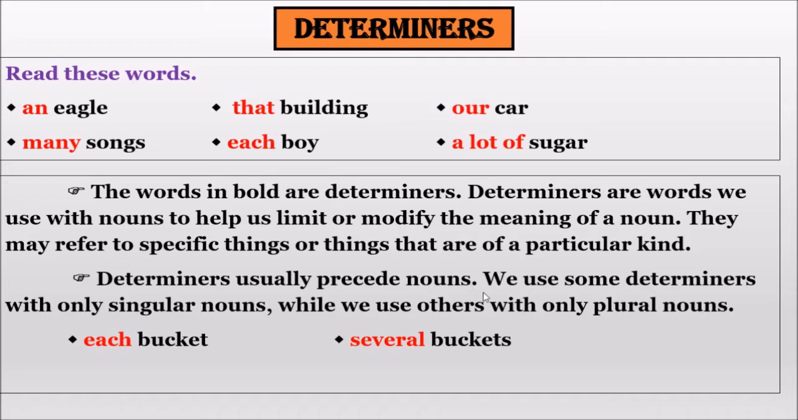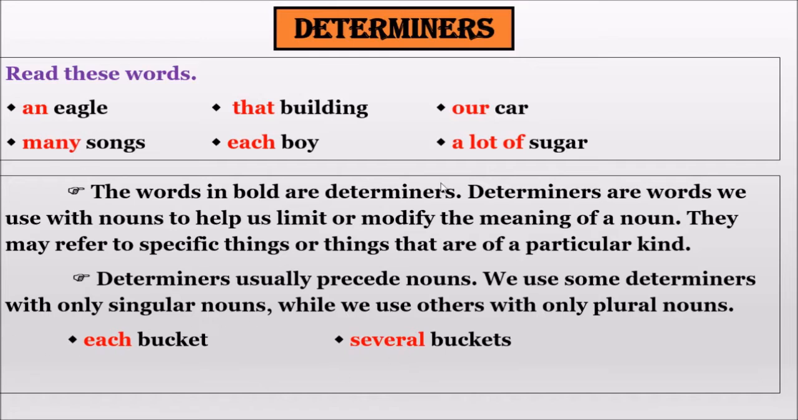Determiners usually precede nouns. We use some determiners with only singular nouns while we use others with only plural nouns. Even though we are using these determiners in front of the nouns, some determiners will be used only for singulars. The word each will be used only for singulars: each bucket, each boy, each class, each room. When we want to talk about particular singular things, we will be using each. And some of these determiners will be used only for plurals. Several indicates many, and we will use those only for plural things. We cannot say several bucket, several boy, right?